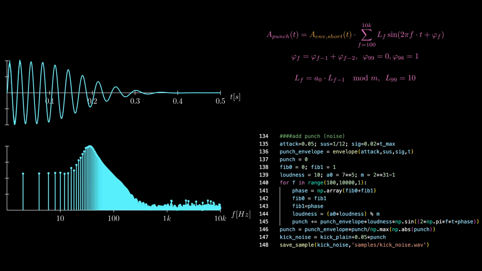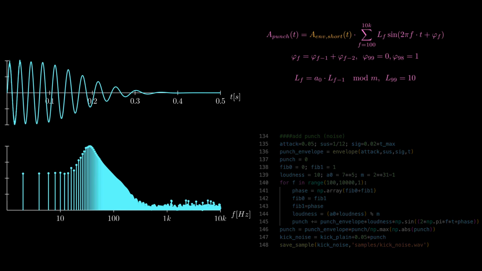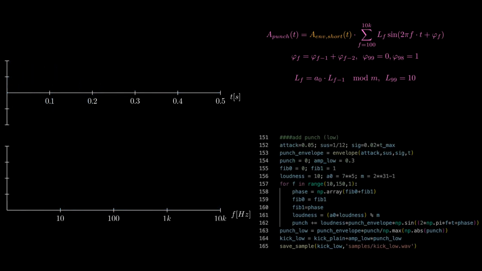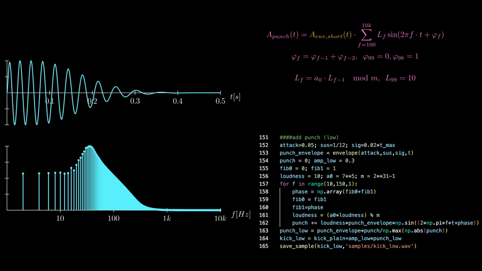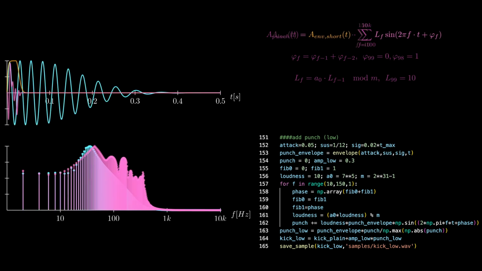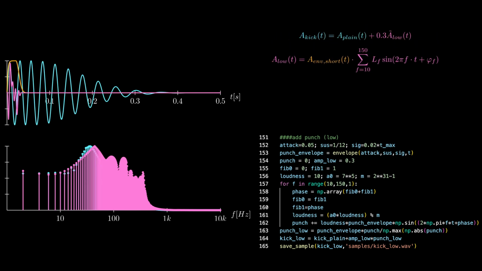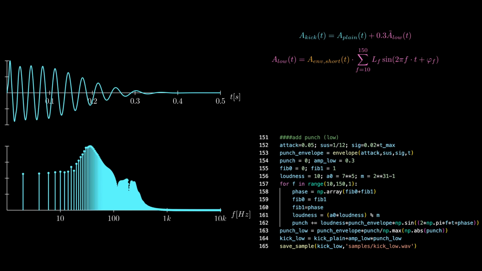And if we listen to the sample, there's nothing tonal inside this punch anymore. So it would be good if it sounded like a kick punch. So maybe let's shape it a little bit more. First, we use a random number generator to add a bit of low frequency information in the range from 10 to 150 Hz. Again, we normalize it and add a low amount of 30% of the initial amplitude to our plain kick sample. I would consider this a usable kick already.